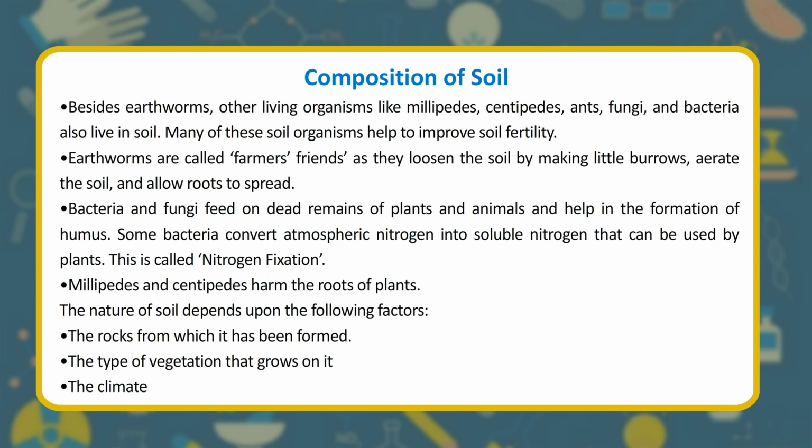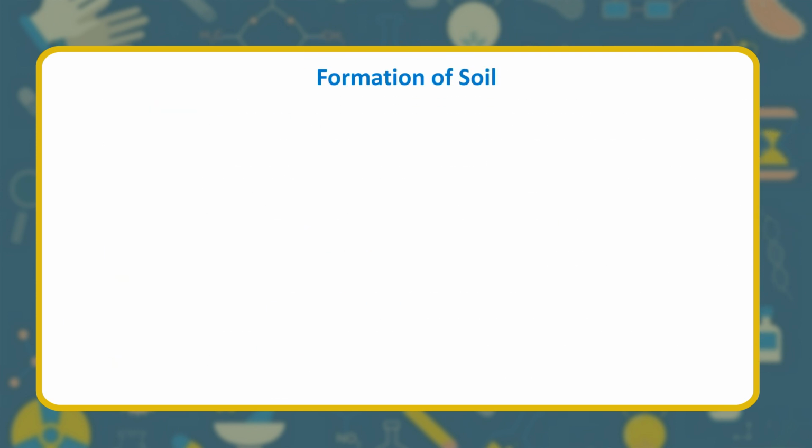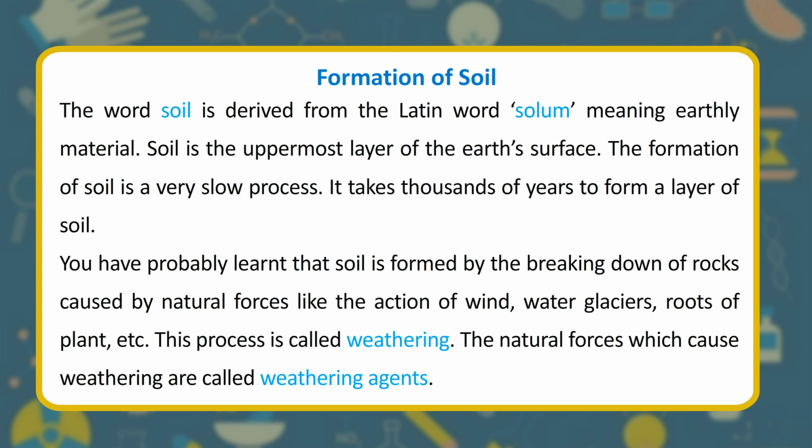The nature of soil depends upon the following factors: the rocks from which it has been formed, the type of vegetation that grows on it, and the climate. Formation of soil. The word soil is derived from the Latin word solum meaning earthly material. Soil is the uppermost layer of the earth's surface. The formation of soil is a very slow process. It takes thousands of years to form a layer of soil.